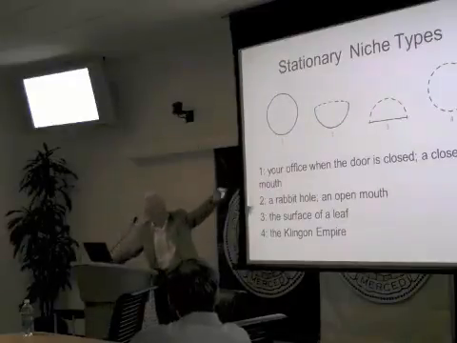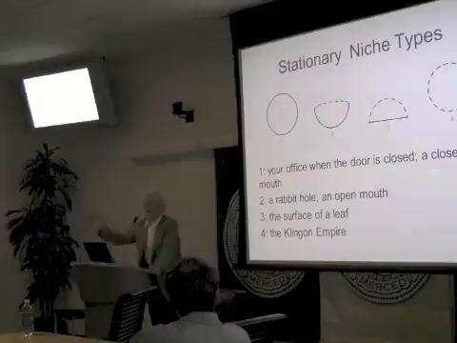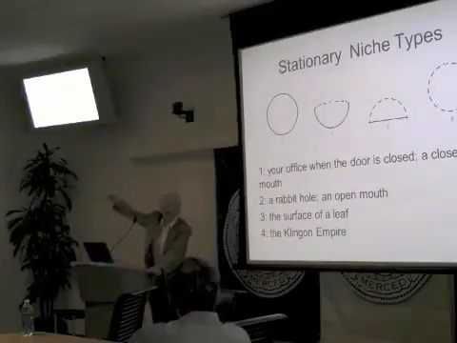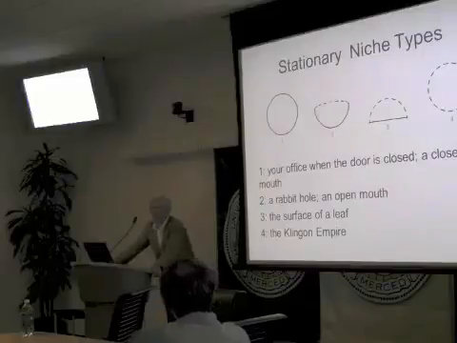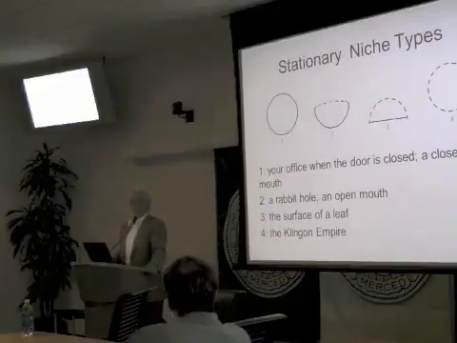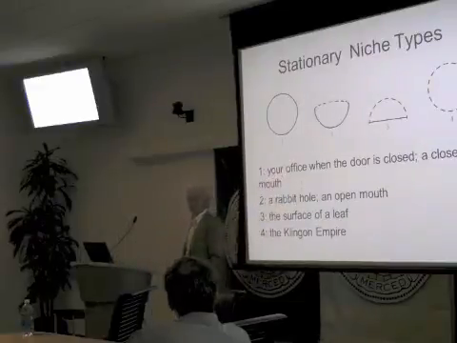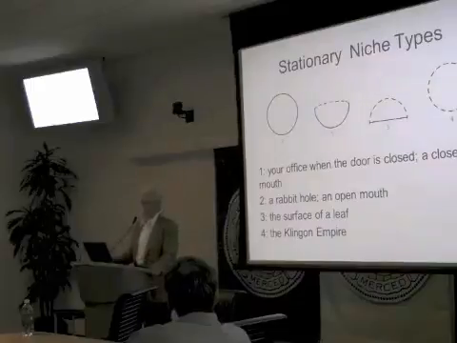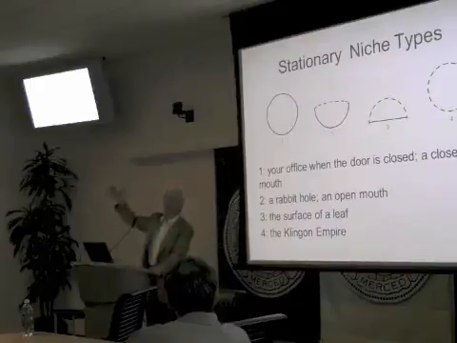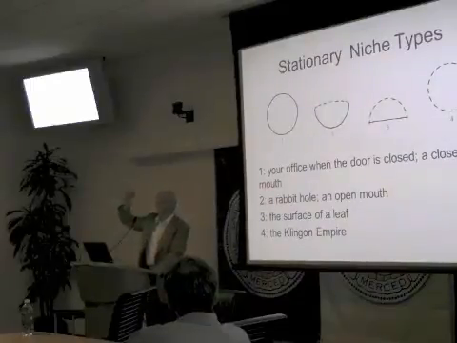Let's take number 3, the surface of a leaf. Supposing that you have a mosquito on a leaf. The mosquito is on the leaf for a certain period of time. What is the niche or the environment of that mosquito? Well, we know what the floor of the environment is. It's the surface of the leaf. But what is the roof? How far does this environment extend?